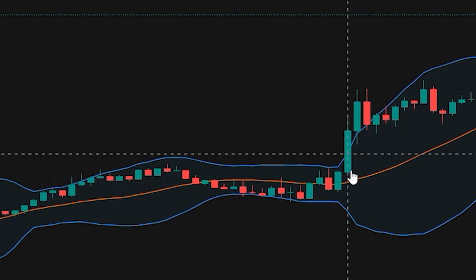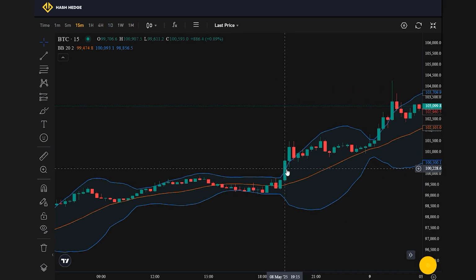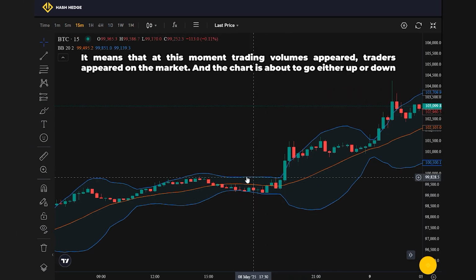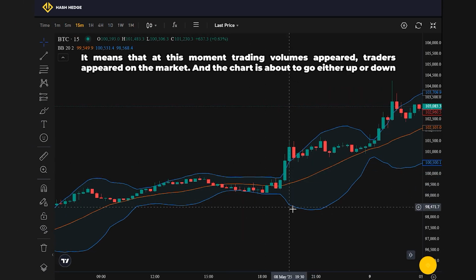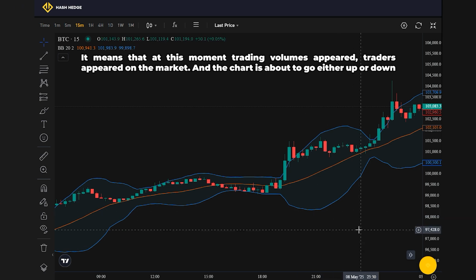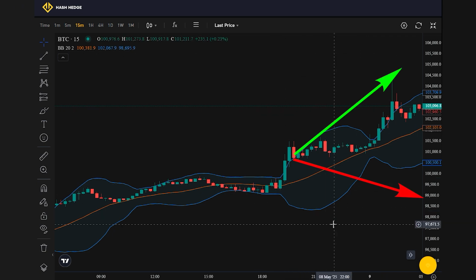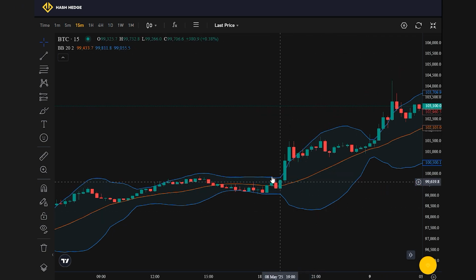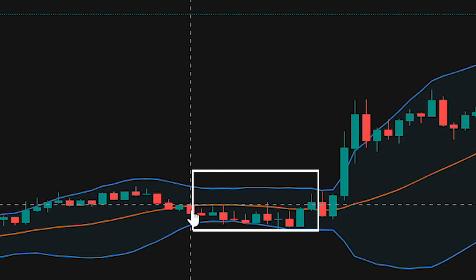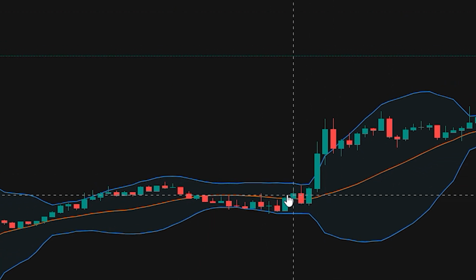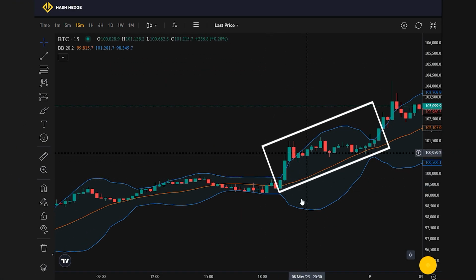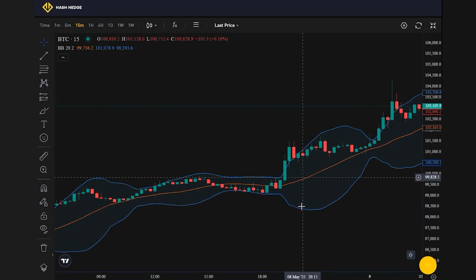This is the moment when the channel was narrow and started to widen. It means that there is some activity on the market. It means that at this moment, trading volumes appeared, traders appeared on the market, and the chart is about to go either up or down. Okay, let's reassert. You need to find the narrow range first and find the transition to the wide phase, the phase when trading volume and volatility appear in the market.